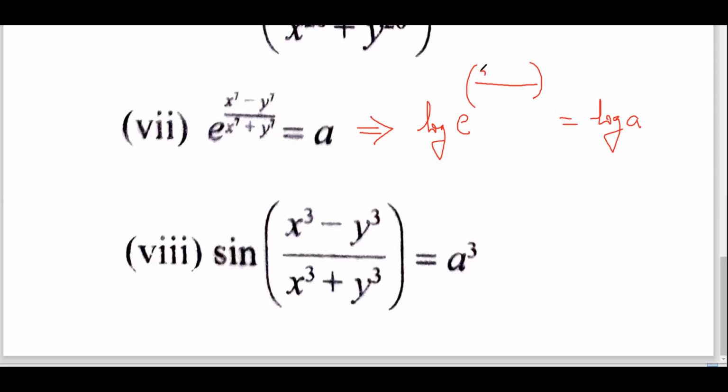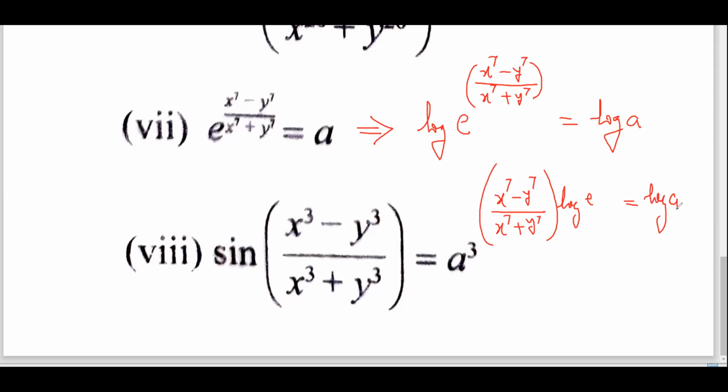Inside the bracket, I have (x^7 - y^7)/(x^7 + y^7). Now, in the next step, you know what will happen. It is in the form log of m raised to n, so this will become n log m. So you will get (x^7 - y^7)/(x^7 + y^7) into log of e equals log of a. Now you know what is log of e. Log of e is 1.